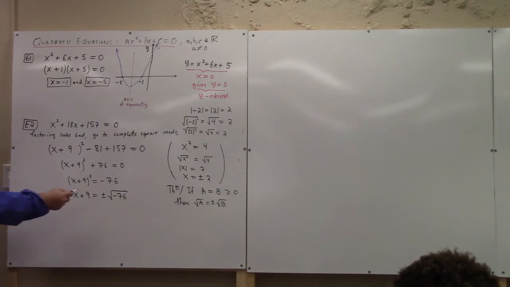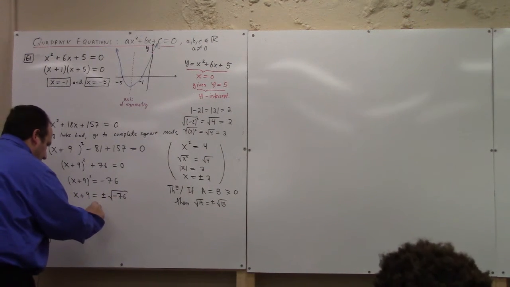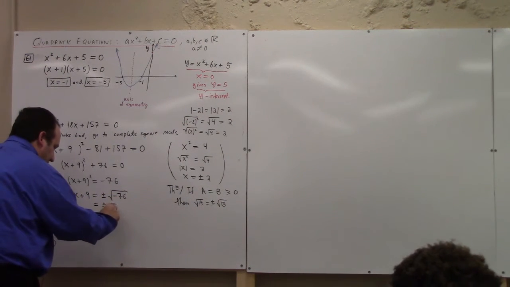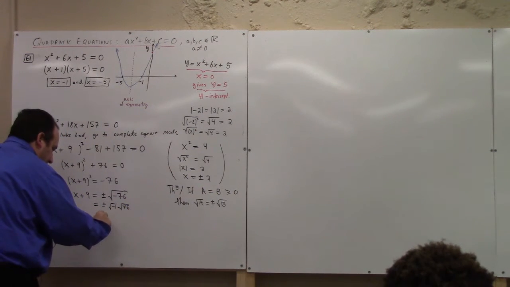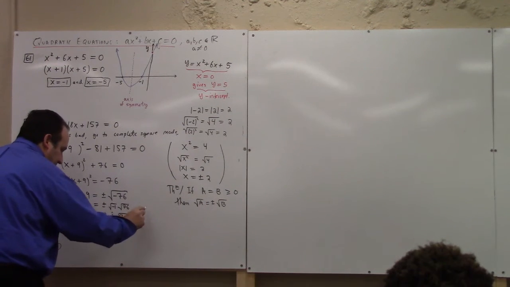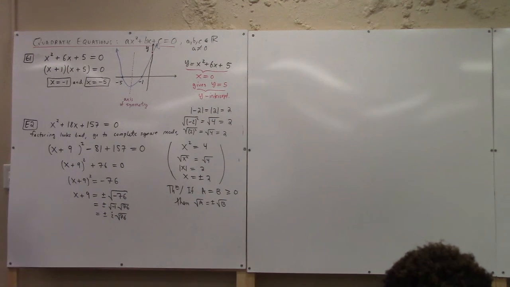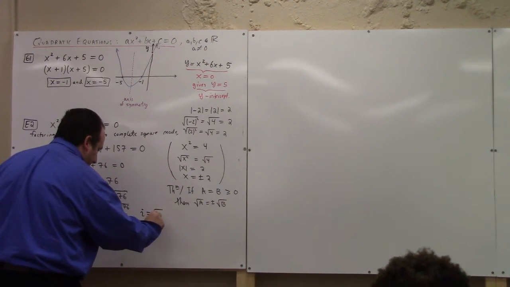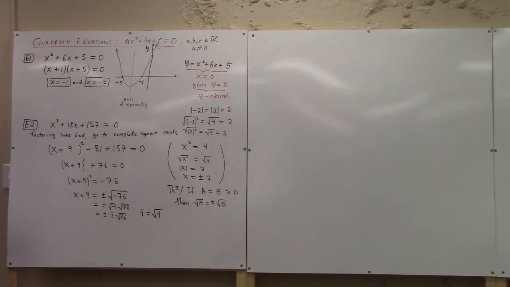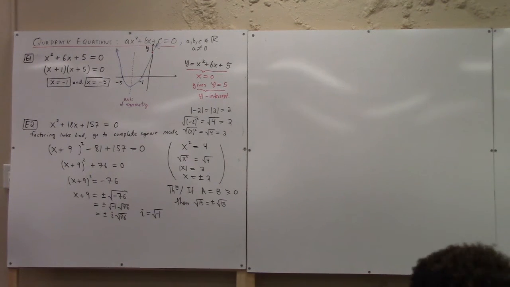Well, let me write it this way. That's plus or minus the square root of minus 1 times the square root of 76, right? In other words, it's plus or minus i times the square root of 76. Because the square of the square root of minus 1 is minus 1, right? i is another notation for the square root of minus 1. This notation was introduced by Euler in the 18th century, for what it's worth.